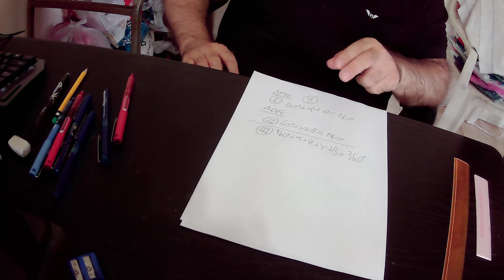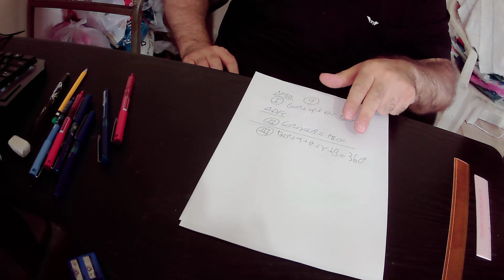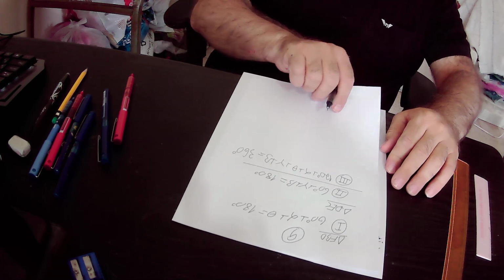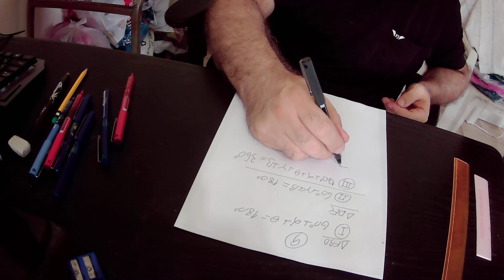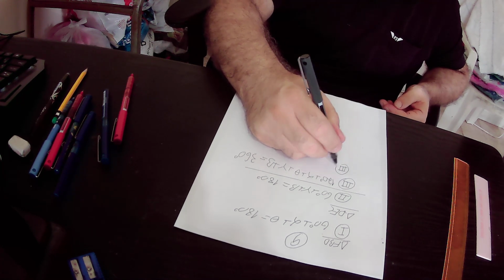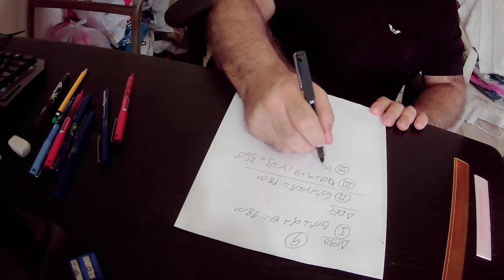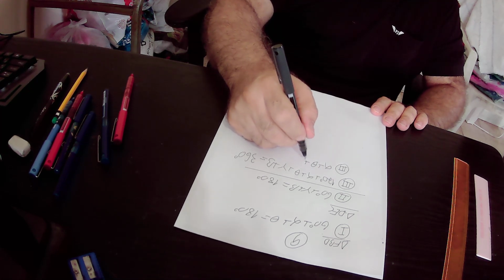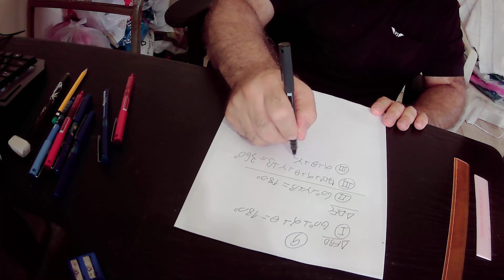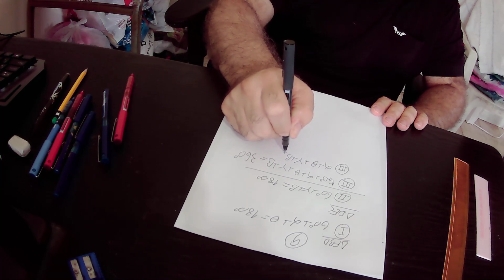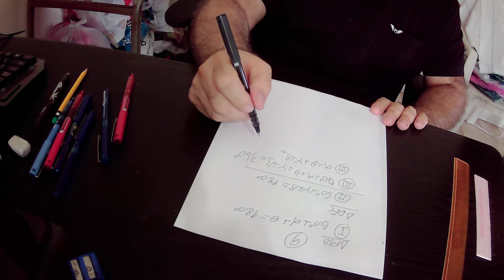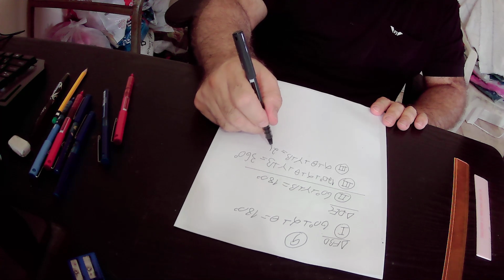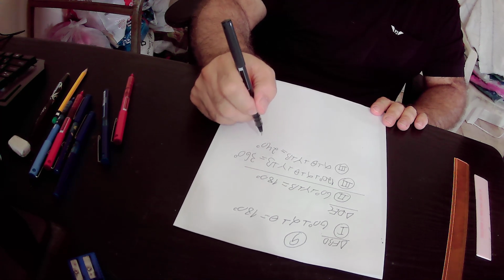Okay, so here for equation number 3 we will subtract 120 degrees, and we will get that alpha plus theta plus gamma plus beta equals 360 degrees minus 120 degrees, which is 240 degrees. Okay?